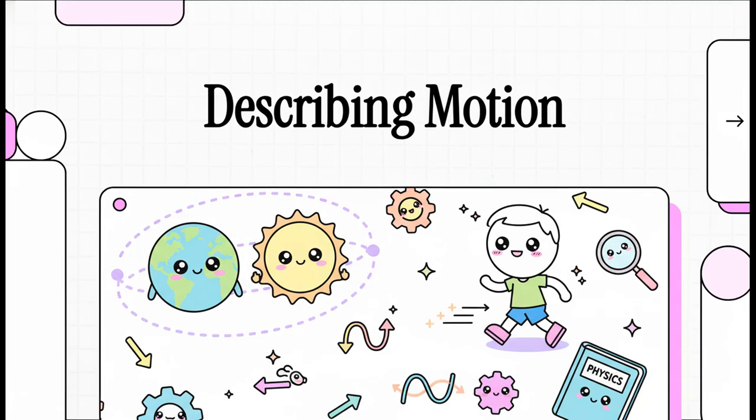You know, motion is literally everywhere. I mean, from a planet zipping around the sun to you just walking down the street. But how do we talk about all that movement with scientific precision? Well, that's what we're going to dive into.